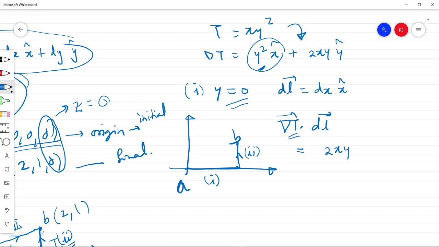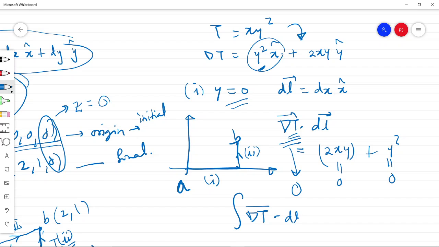Just a slight change here. So y is 0. So this is just 2xy goes to 0 and y squared also goes to 0. So this entire thing goes to 0. So the integral of grad T dot dl bar for this path is 0.